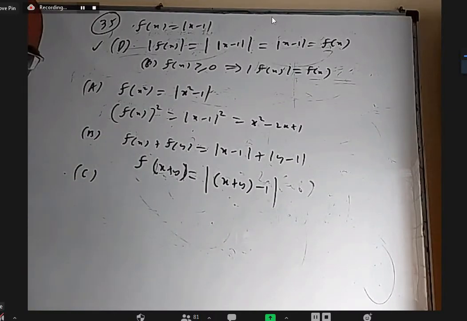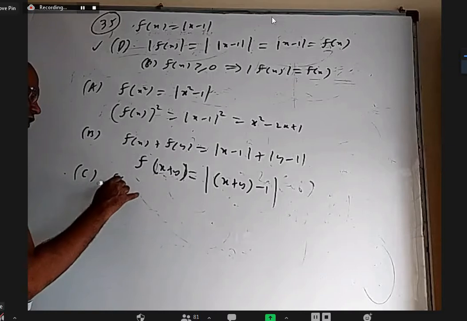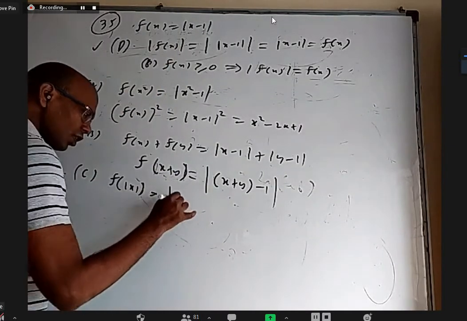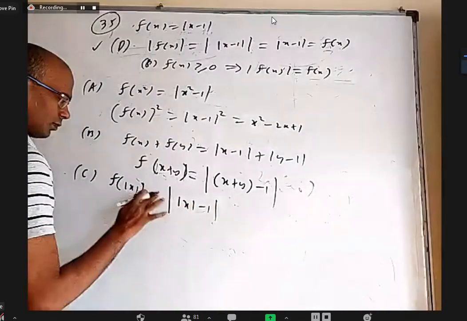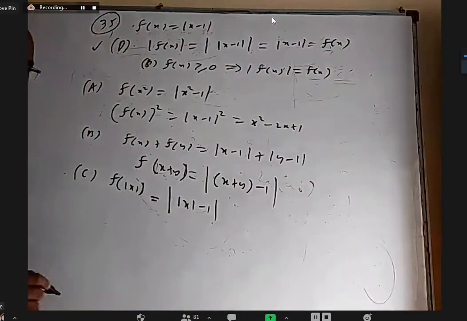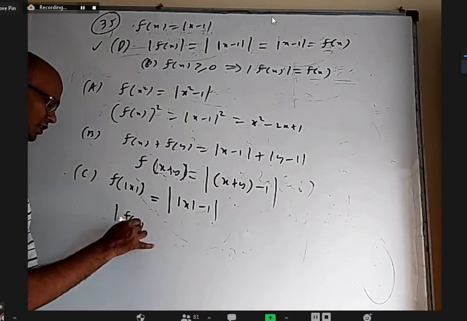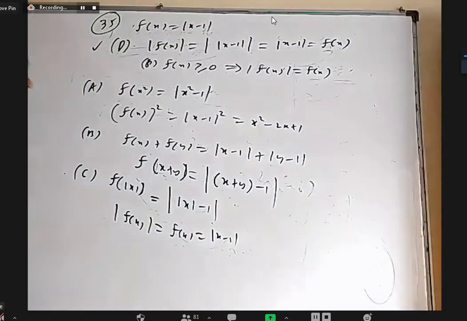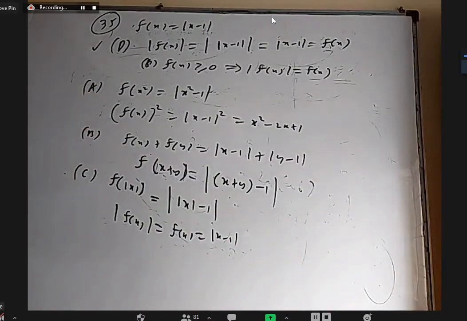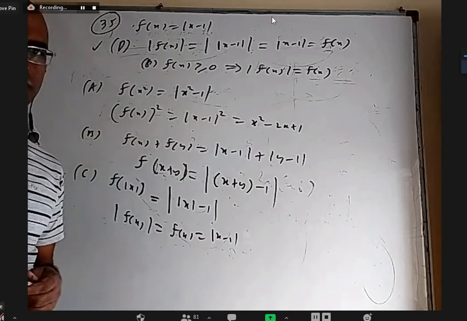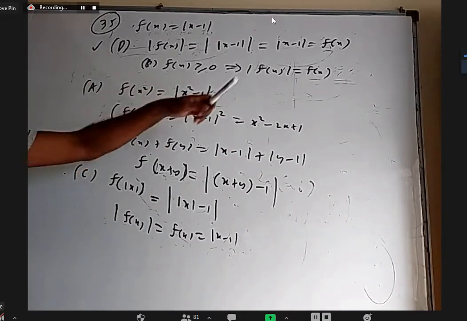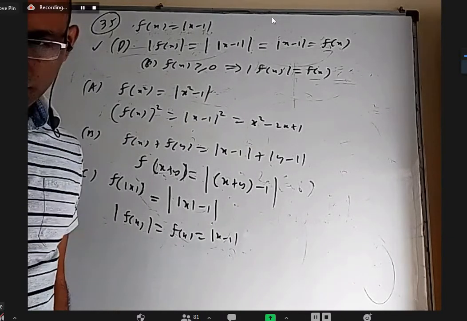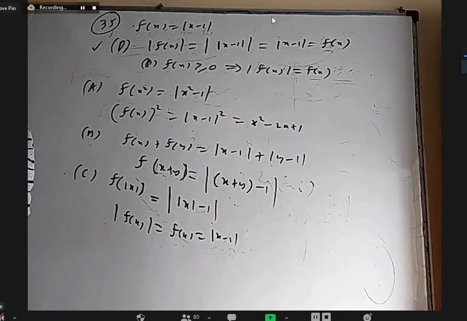And f of mod x versus mod of f of x. So f of mod x is slightly different because wherever x is there, I have to write mod x. It is mod of mod x minus 1. Whereas mod f of x is same as f of x, which is mod x minus 1. They are not same. Okay. So option A, B, C are not correct. You can see both LHS and RHS are different. So option D is fairly simple. There's nothing about a composite function as such here. Okay. They would have given little before.